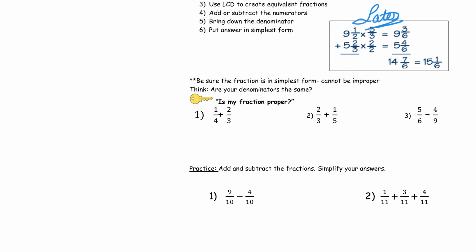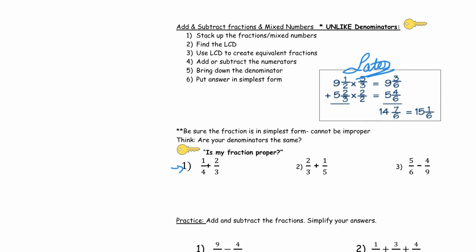So when we are adding and subtracting fractions with unlike denominators, let's go down and take a look at number 1. The steps are here. And basically, here's what you want to do. You want to stack up the fractions. Find the LCD, which is the same thing as the least common multiple. You're going to use that least common multiple to create equivalent fractions. You're going to add or subtract the numerators.